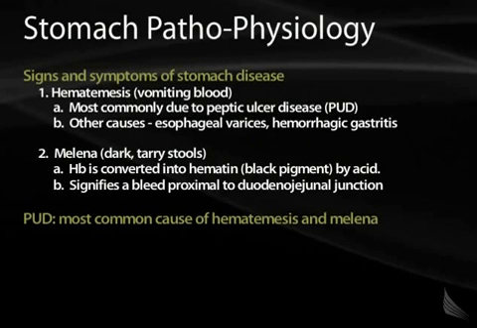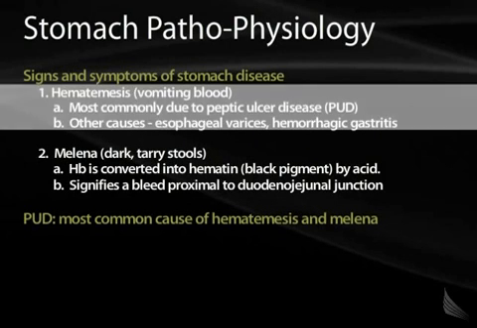What you'll often see in the emergency room is patients presenting with hematemesis or vomiting of blood. This is one of the most common calls to a gastroenterologist and most commonly occurs due to peptic ulcer disease. Other causes include esophageal varices, hemorrhagic gastritis, and aortoenteric fistulae.